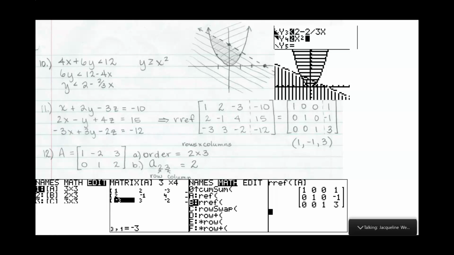Then we want to do reduced row echelon form on our calculator. All right. So let's go back and practice doing that as well. Okay. So the matrix that we want to put in is 1, 2, negative 3, negative 10, 2, negative 1, 4, 15, negative 3, 3, negative 2, negative 12.